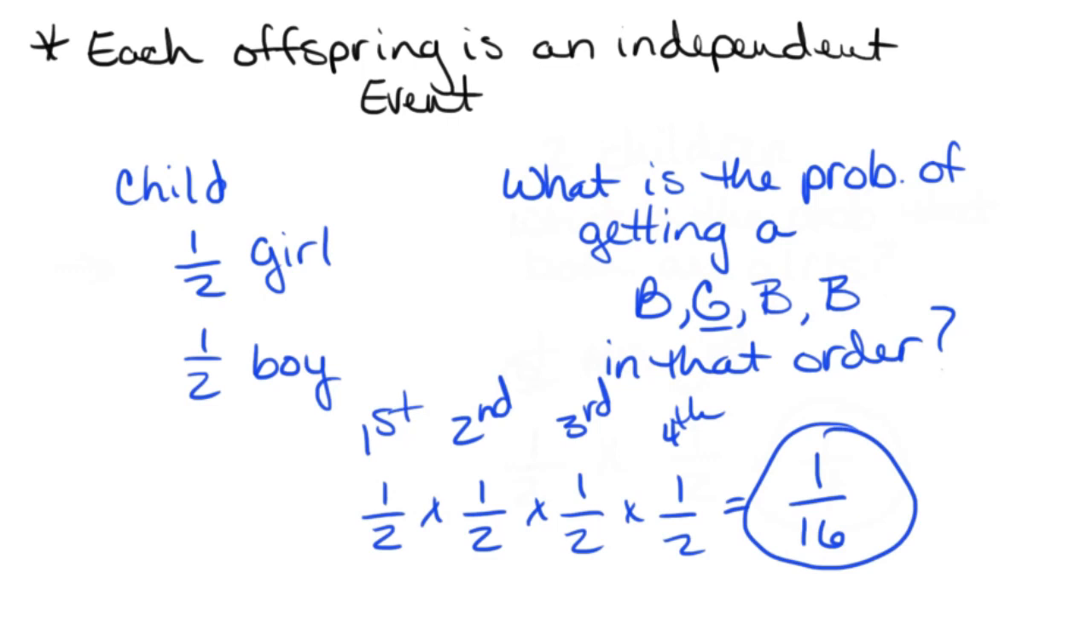So if you have 4 children, then there is a 1 in 16 chance that the first one will be a boy, second one a girl, third boy, and fourth boy. Okay, so that's just looking at just boy versus girl in our offspring. Now we can take this same idea and we could apply it to a very simple genetic cross. So let's do that next.